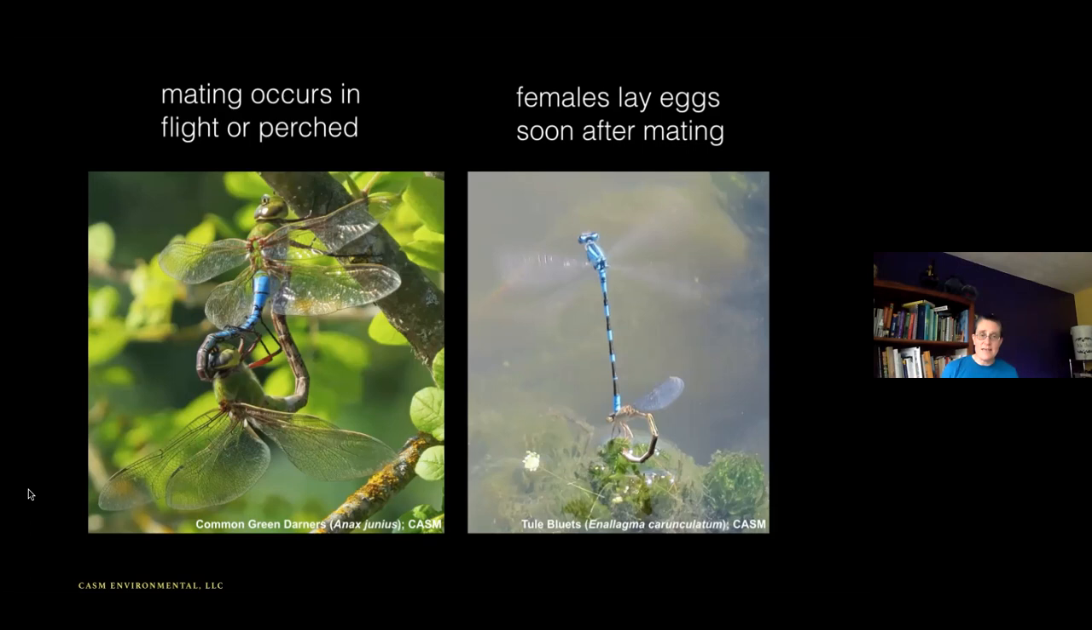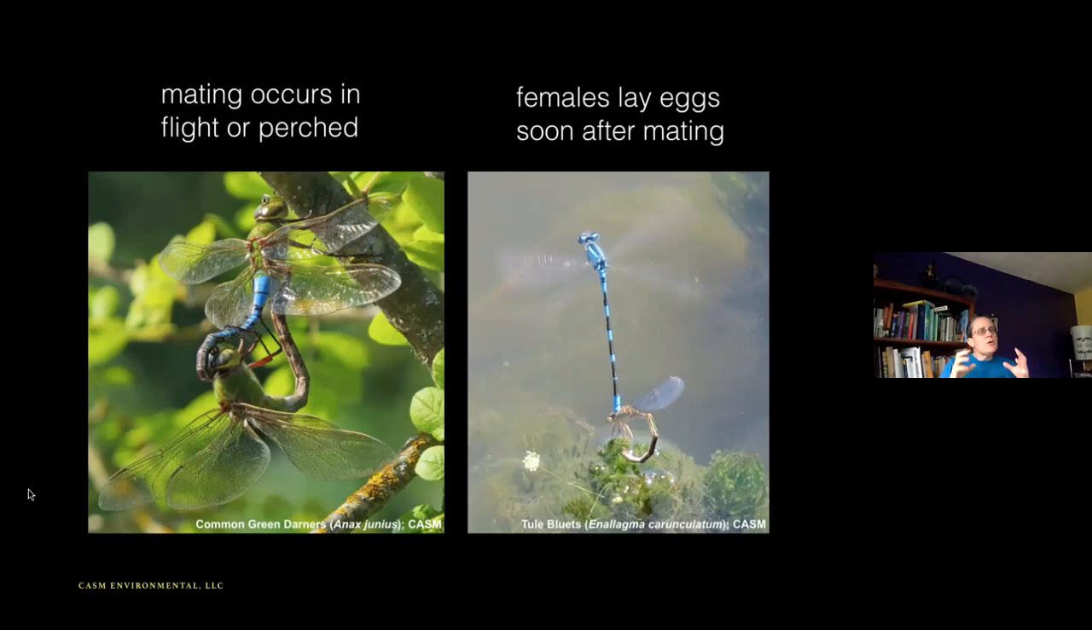So when dragonflies and damselflies mate, the male uses structures at the very end of his abdomen to grab on to the female, either kind of right behind her eyes, which is the way dragonflies do it, or more sort of at the back of the head, which is the way damselflies do it.